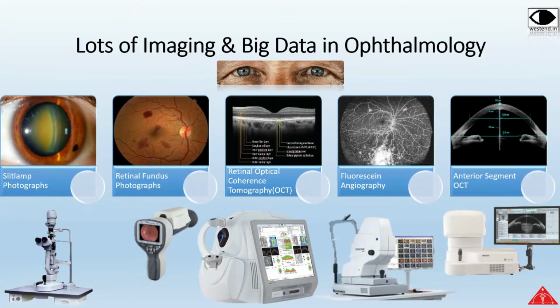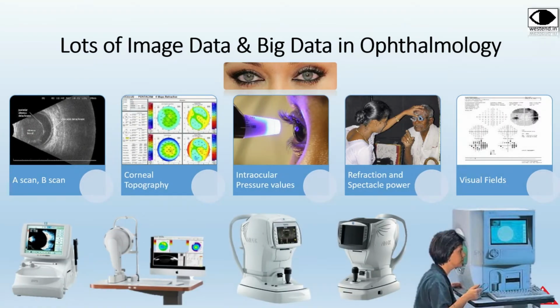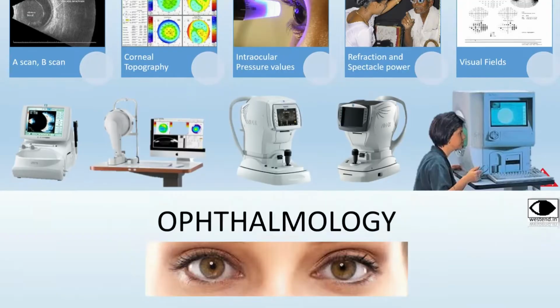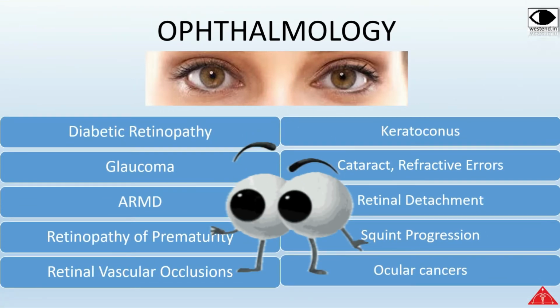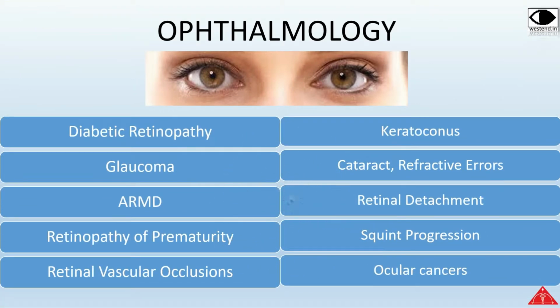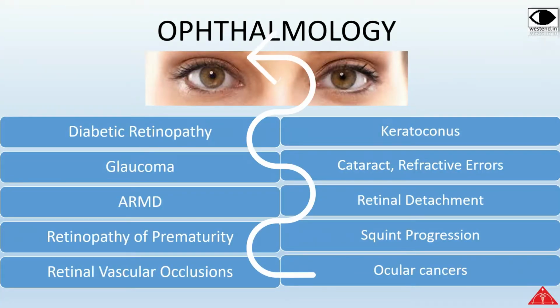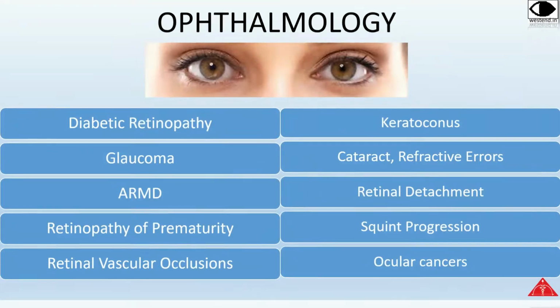There is a lot of imaging and big data in ophthalmology. Slit lamp photographs, retinal fundus photographs, optical coherence tomography of the anterior segment and retina, fluorescein angiography, A scan, B scan, corneal topography, intraocular pressure values, refraction and spectacle power, visual fields, and so much more. Ophthalmology has several diseases which are being analyzed by artificial intelligence, such as diabetic retinopathy, glaucoma, age-related macular degeneration, retinopathy of prematurity, retinal vascular occlusions, keratoconus, cataract, refractive errors, retinal detachment, analyzing the progression of squint, and much more.